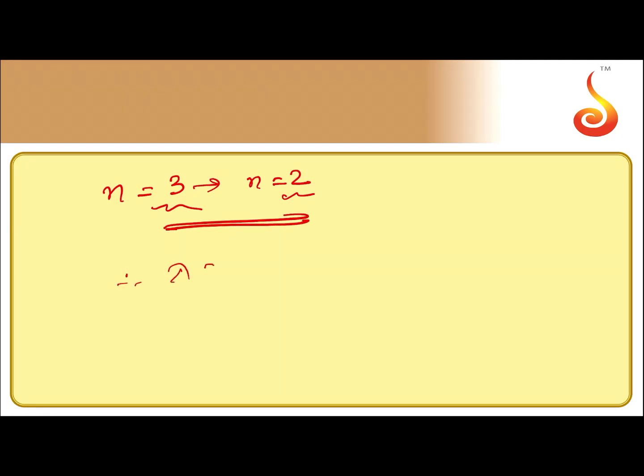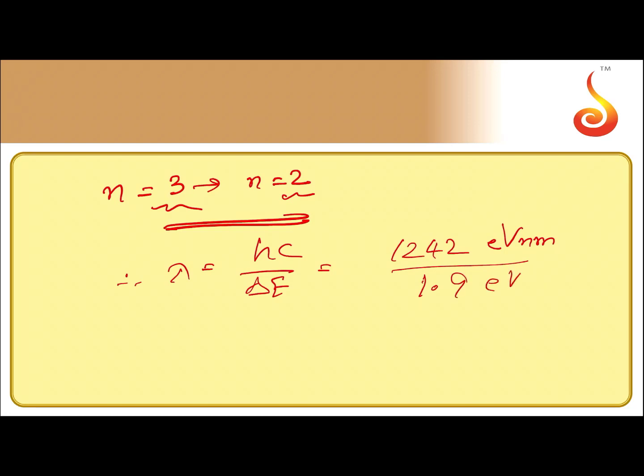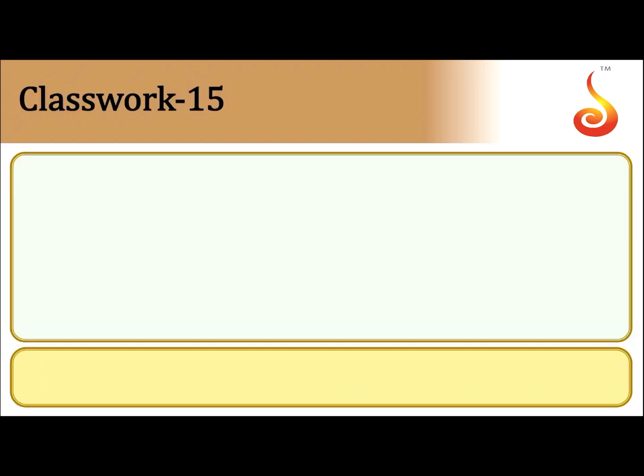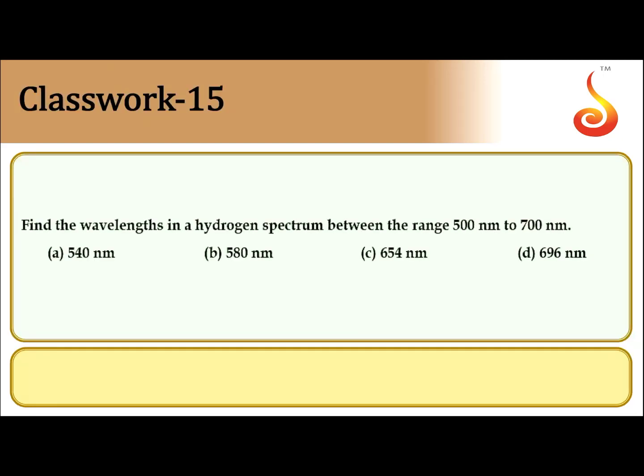And therefore, lambda is equal to hc divided by delta E. What is that? 1242 electron volts nanometer divided by delta E is 1.9 electron volt, and that is equal to 654 nanometer. So the corresponding wavelength is 654 nanometer.